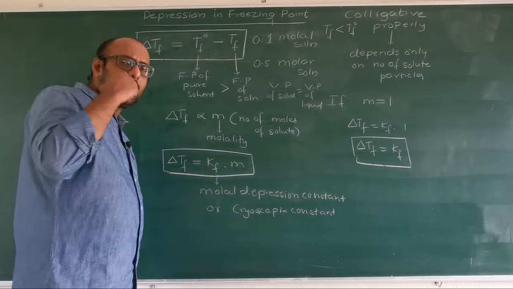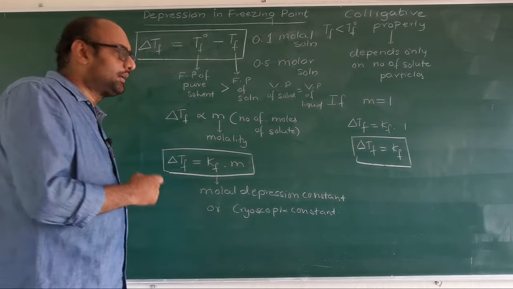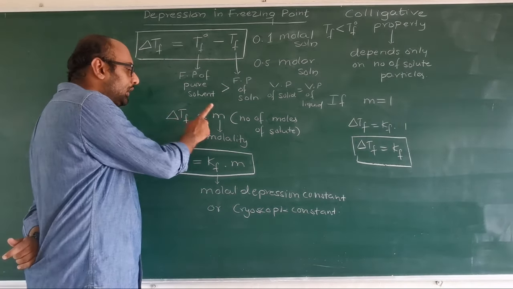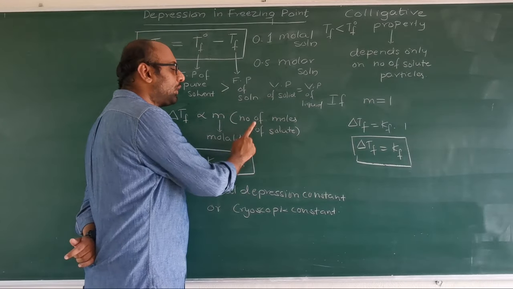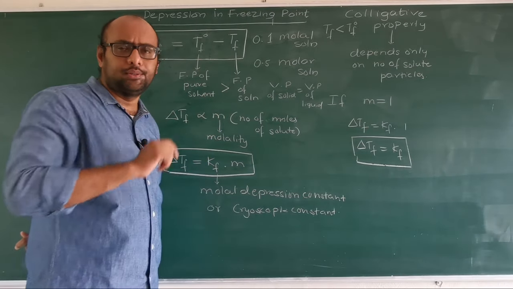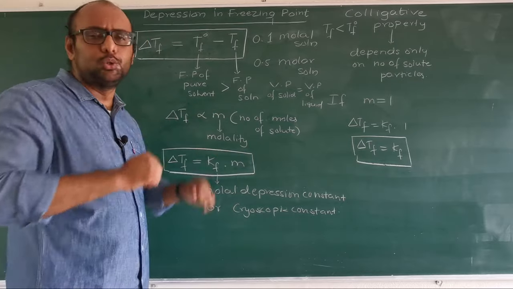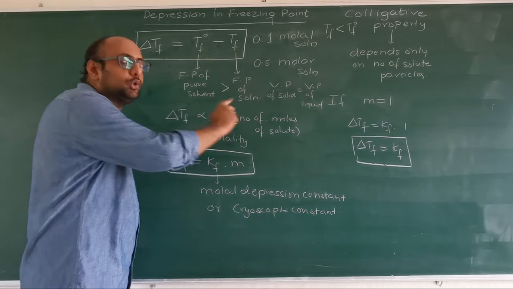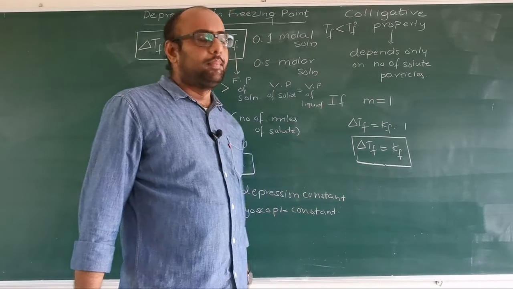It has also been observed that delta TF, depression in freezing point, is directly proportional to molality. It depends on molality. Molality means number of moles of solute, that means simply number of solute particles. Molality means number of solute particles present in the solution. So delta TF depends on number of solute particles. Hence, it is a colligative property.